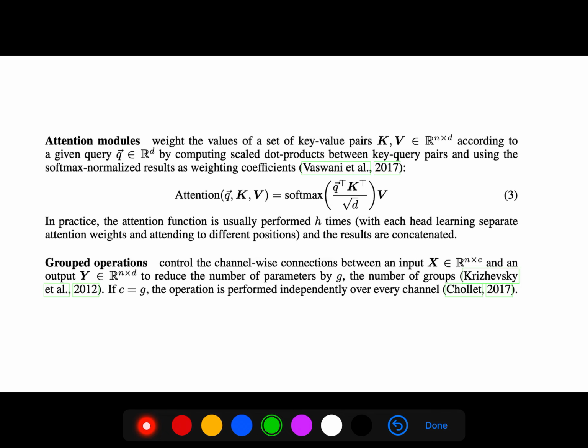Attention weights the values of a set of key-value pairs according to a given query by computing the scaled dot product between key-query pairs. Of course, this has quadratic complexity because of this part, and of course there are linear complexity versions of this normal attention, but this part is challenging, still quadratic complexity. And then they do grouped operations, controlling the channel-wise connections between an input and an output to reduce the number of parameters by G, the number of groups.